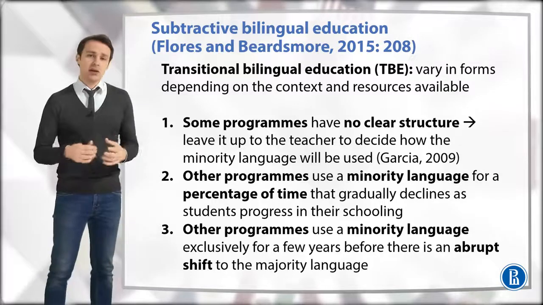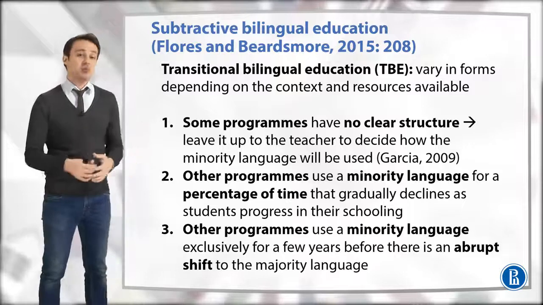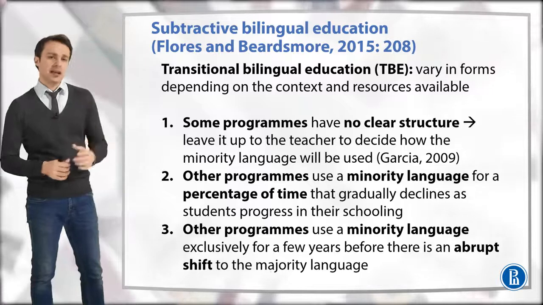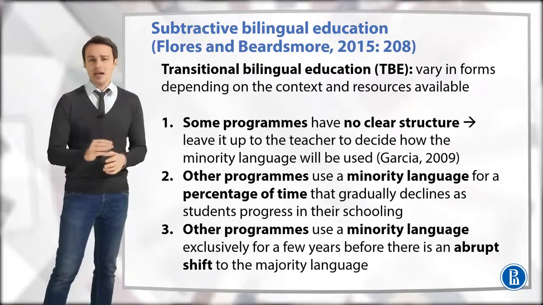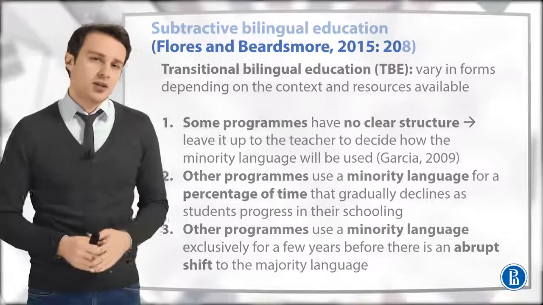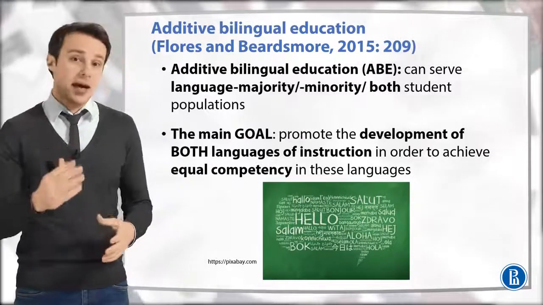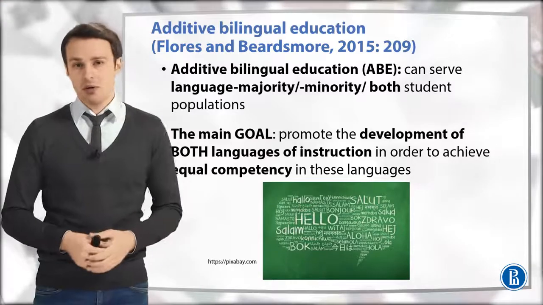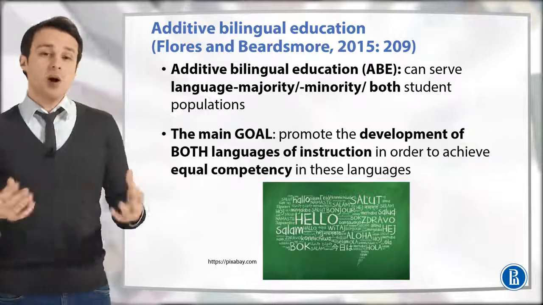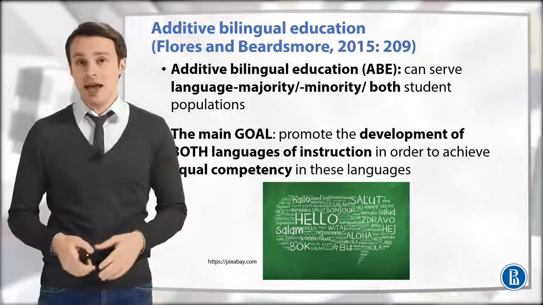Other programs use a minority language for a percentage of time that gradually declines as students progress in their schooling. Yet, other programs use a minority language exclusively for a few years before there is an abrupt shift to the majority language. Let's now turn to additive bilingual education, which can serve language majority, language minority, or both student populations at the same time. And the main goal is to promote the development of both languages of instruction in order to achieve equal competency in these languages.